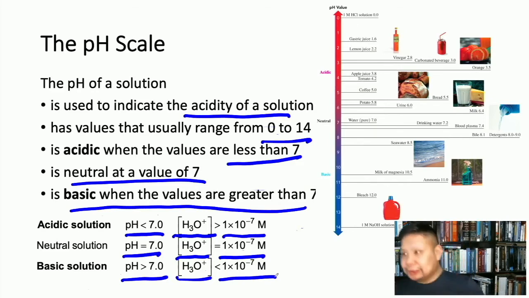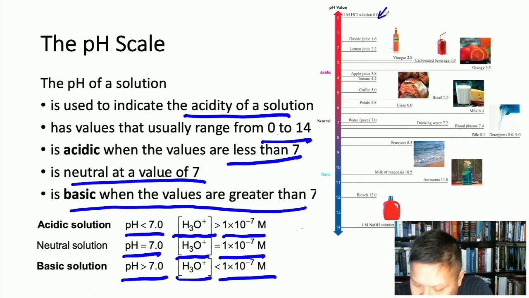So this is just a chart over here of common solutions, acids, and bases that you would have at home. At the very top, we have hydrochloric acid. It's pretty acidic, of course. It's got a pH up there at pretty much 0, or down there, I guess, but it's up there in the drawing.